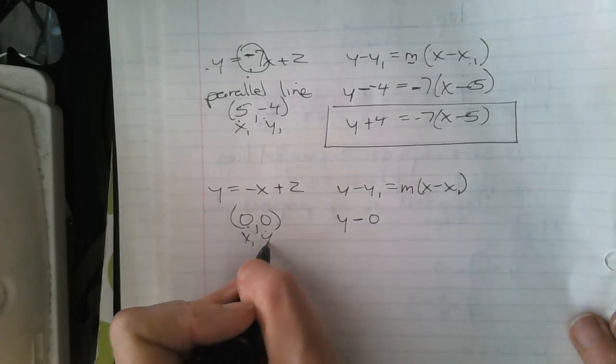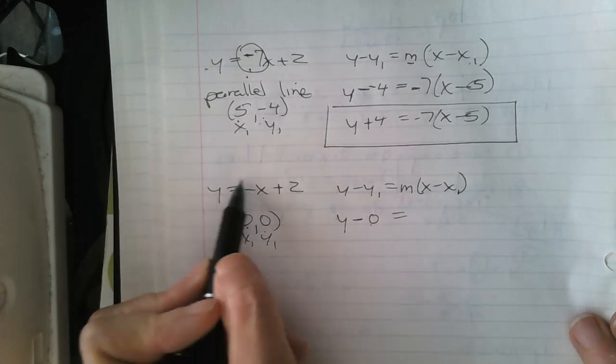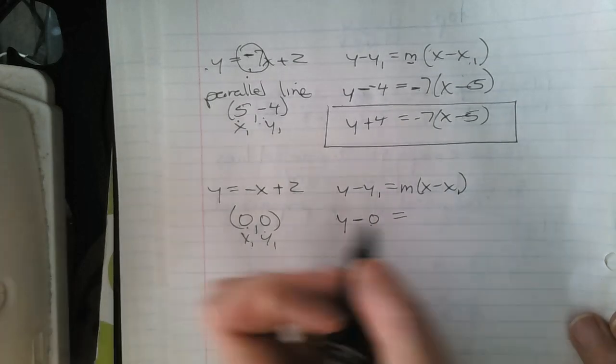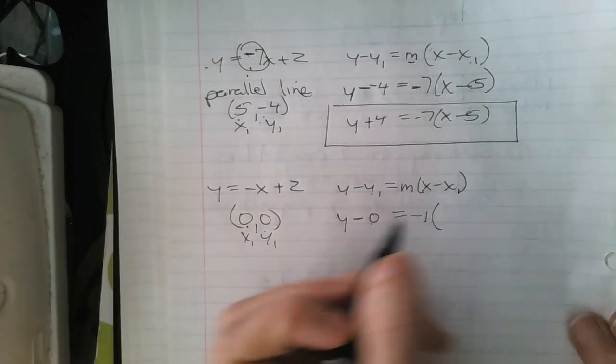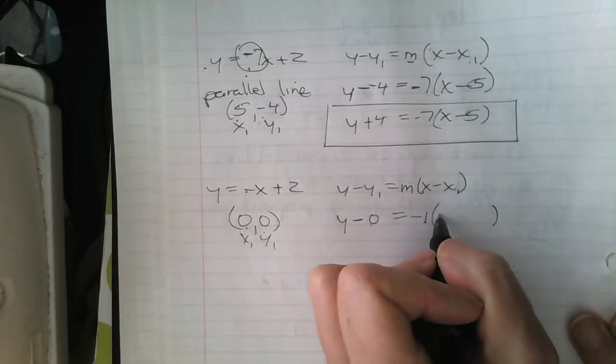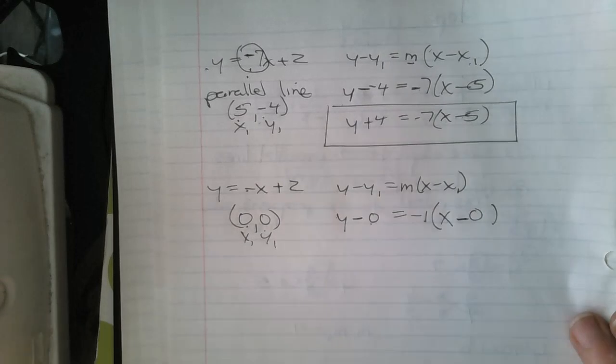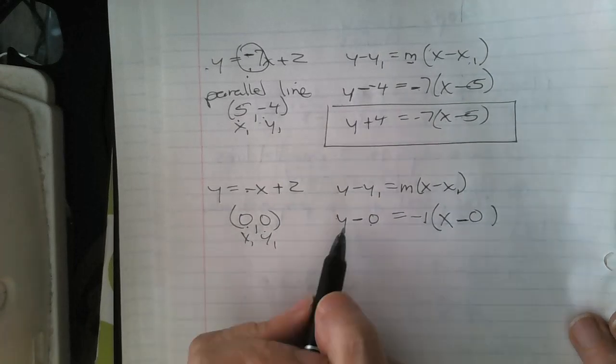Oh, we got some interesting little cleanup to do here. Y minus 0 is y. And x minus 0 is just x. So this just turns into that when we're all done. Notice, same slope, just a different y-intercept. That's what makes it a different line. This one has a y-intercept of 0.